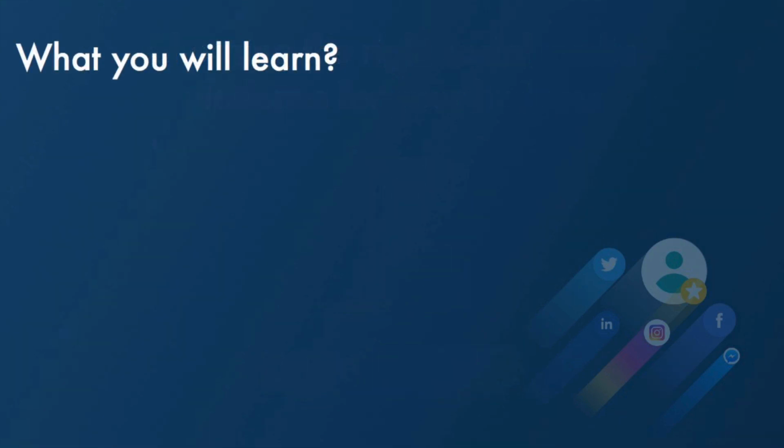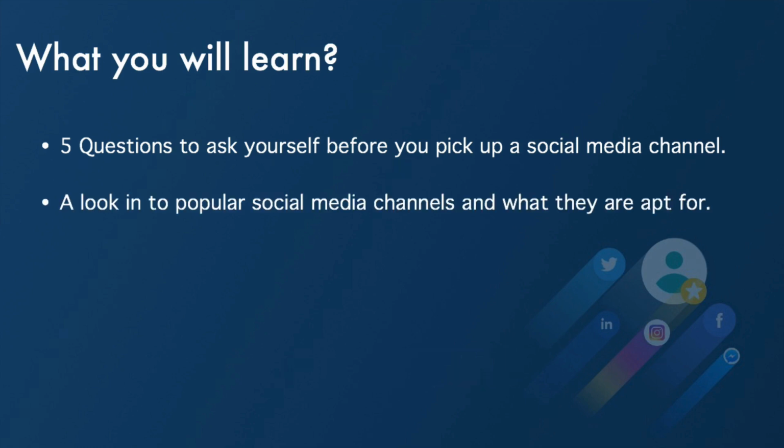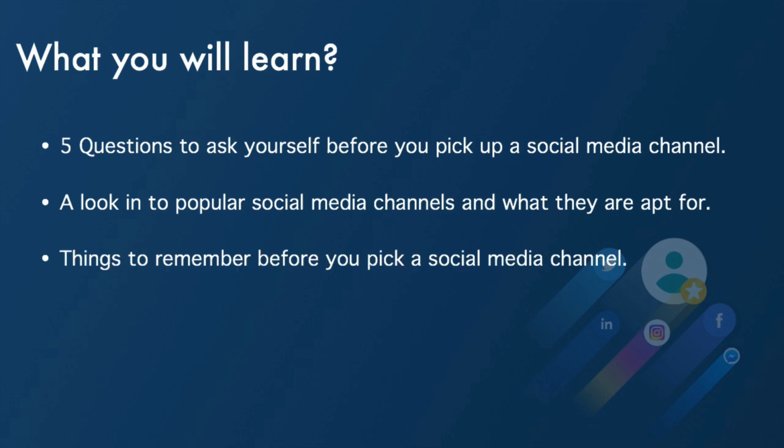So these are the five items you will be learning within this video. First, you will learn the five questions you have to ask, the answers to which will help you come to the right social media channel for your business. Next, you will take a look at popular social media channels like Facebook, Snapchat, and Instagram, and what they are apt for. What kind of businesses are right to use a particular kind of social media platform. And also, I listed things to remember before you pick a social media channel.